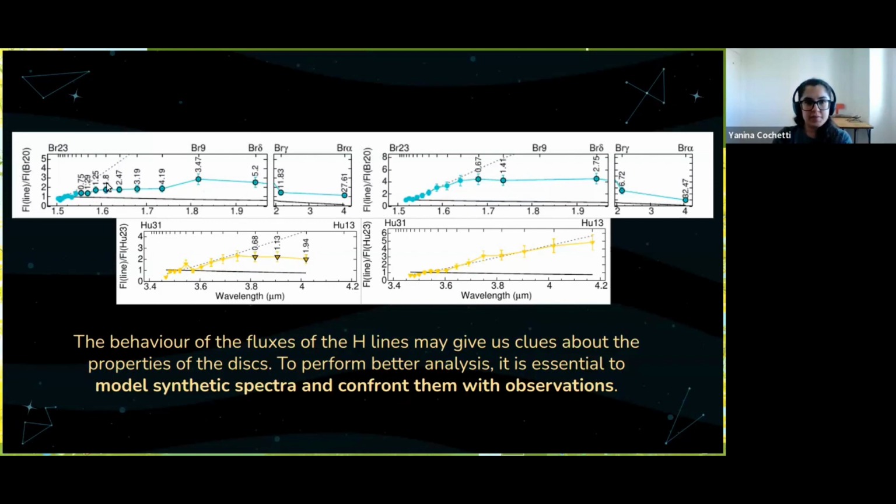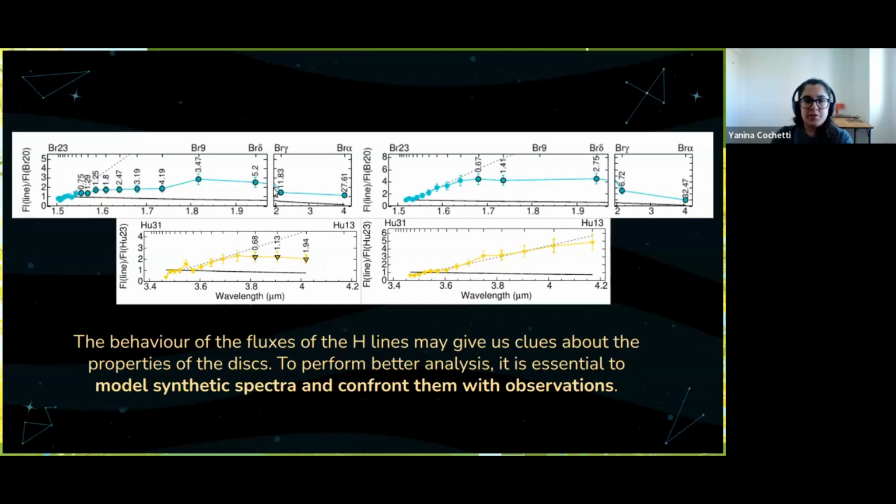In which line this separation occurs is not the same in every envelope. You can see here, for example, that for the Humphreys lines in this star, I didn't put which star it was, you have these three lines that don't have the ratio expected for an optically thin envelope, but in these objects, it seems like all the lines are in the optically thin case.